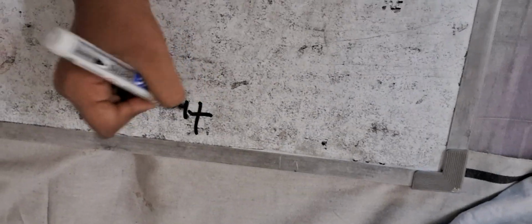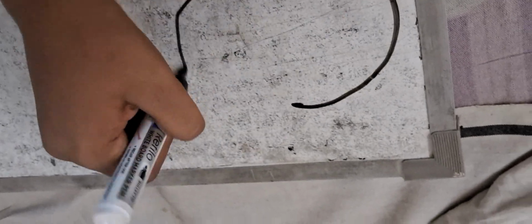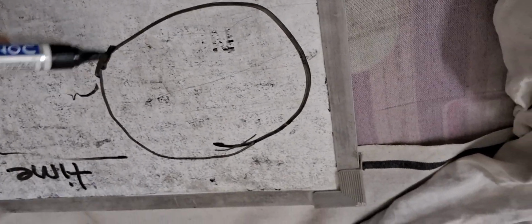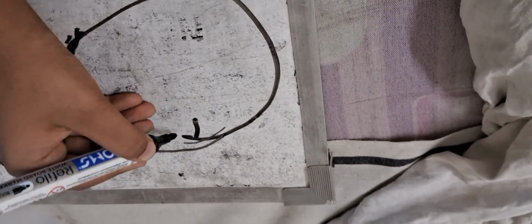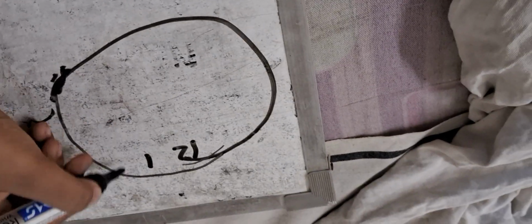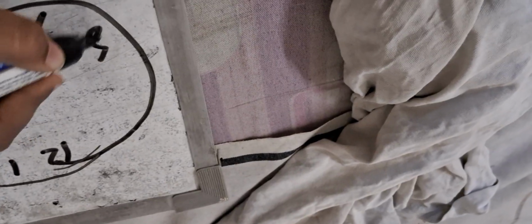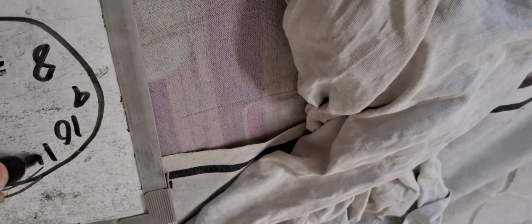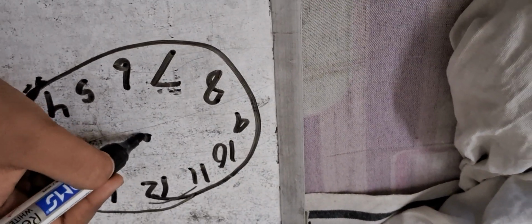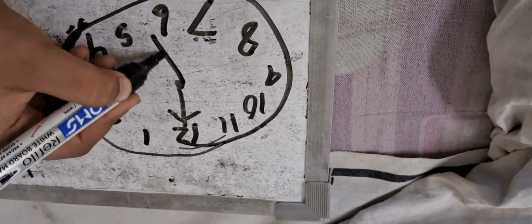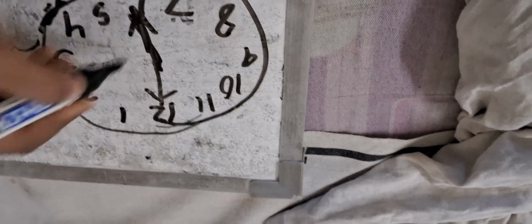Time is divided in 2. Time cannot be repeated again and again, because only one type of time can come. There are about 12 numbers on the clock. So here will be the numbers. 12 o'clock.